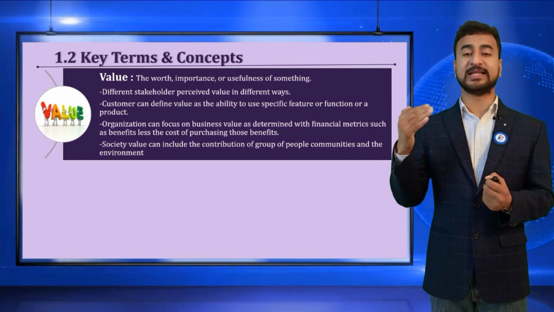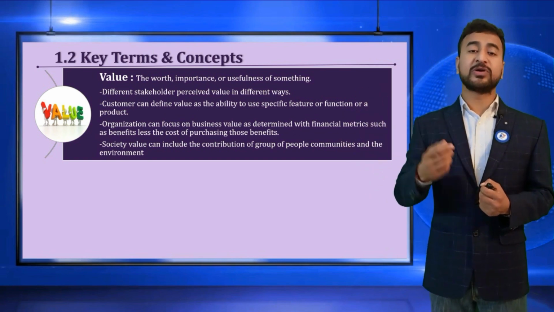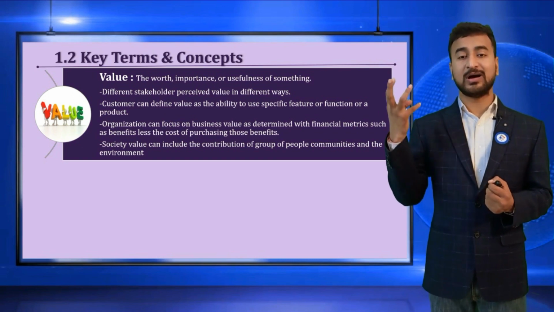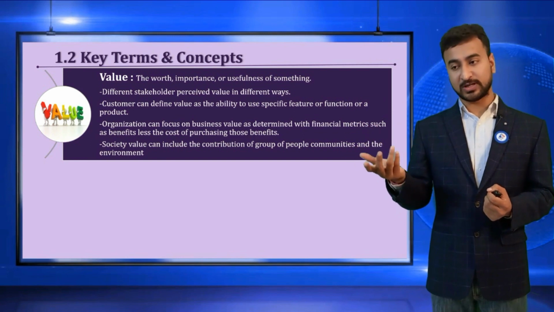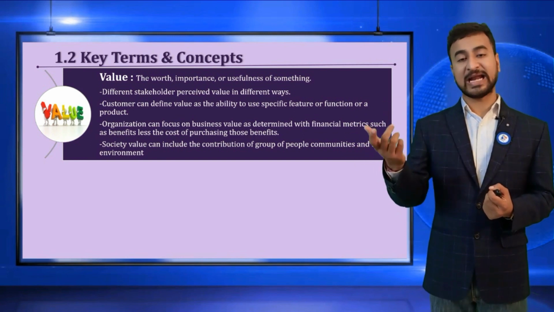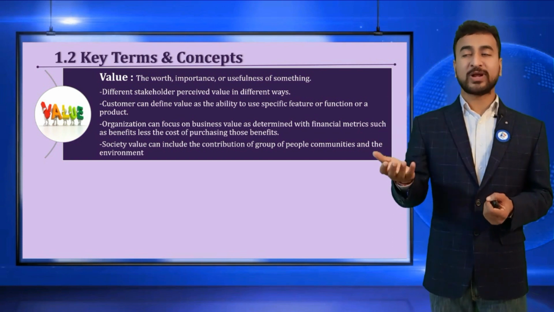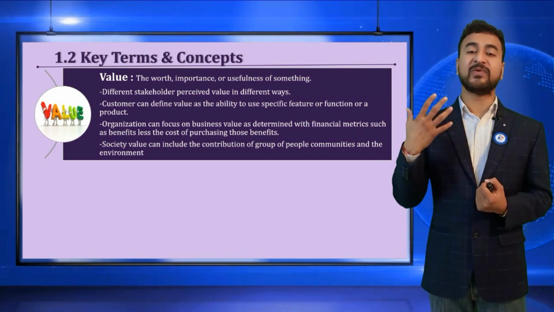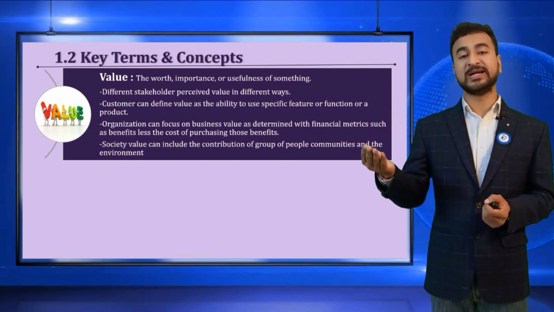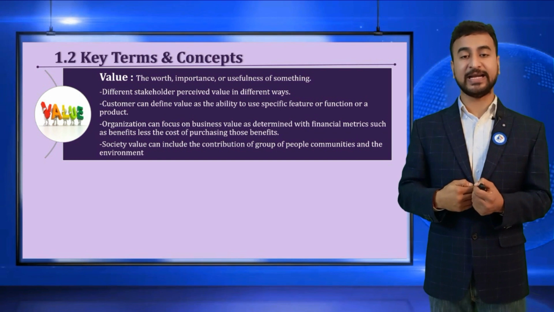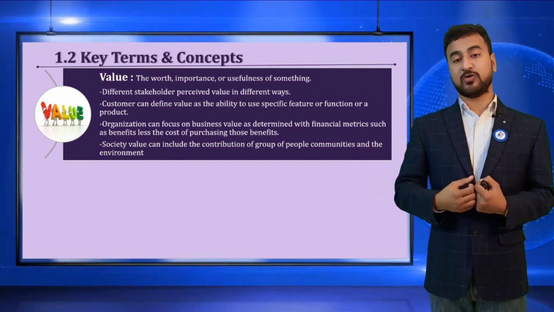Value is a term that depends on person to person. That is, different stakeholders perceive value in different ways. For example, for the customer, value is how they utilize the function or feature of the product. Like for me, with an iPhone, the features it provides are a value for me. But for an organization, most corporate organizations, value would be in terms of financial metrics, what money they have invested and what return they are getting. So return on investment is the value for the organization.